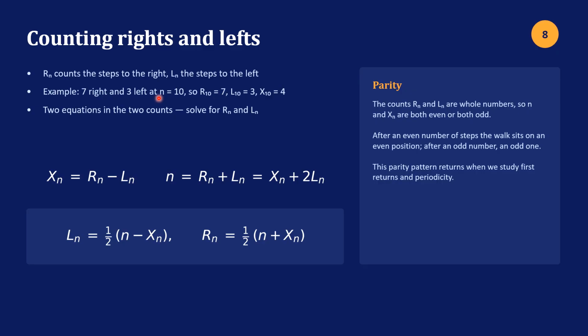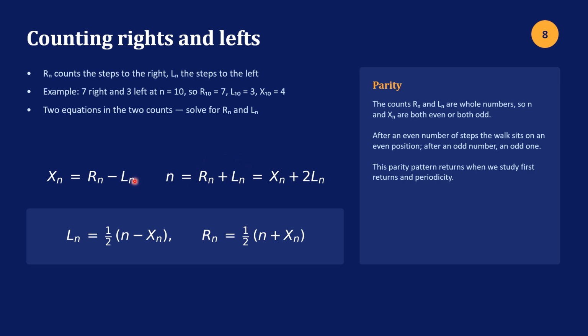And we can represent this more generally with these equations. So your position at time n is the number of right steps minus the number of left steps, as we saw here. And then n is just the total number of right and left steps. That's even more obvious. We can transform this a little bit.